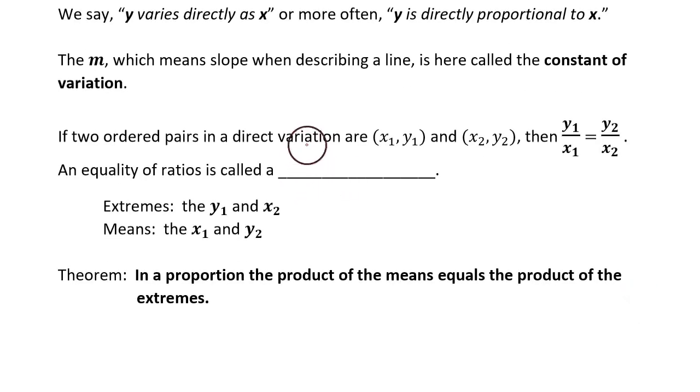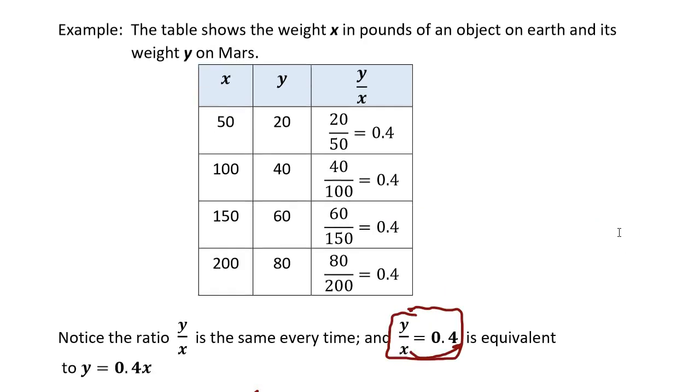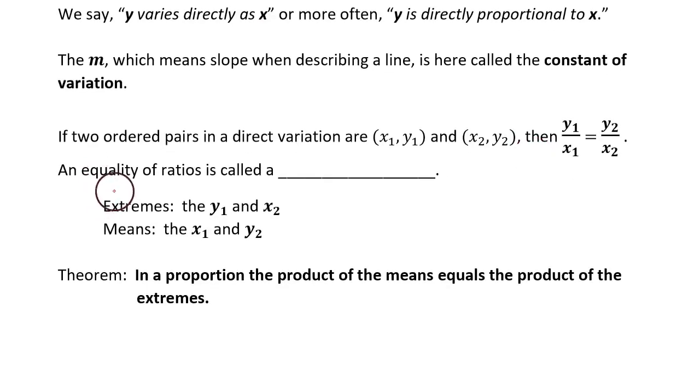If two ordered pairs in a direct variation are x1, y1, and x2, y2, then this proportion is true. The y1 compared to the x1 will be equal to the y2 compared to the x2. We saw that in our chart comparing the weights on Earth and Mars. Every comparison of y to x was equal. They were all 0.4. An equality of ratios, such as this equation, is called a proportion.